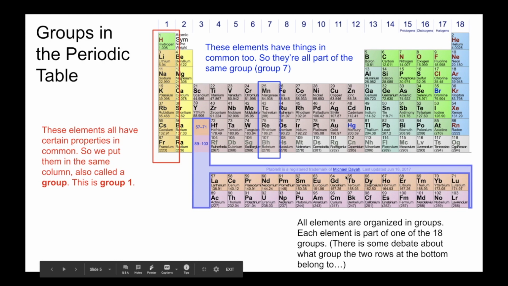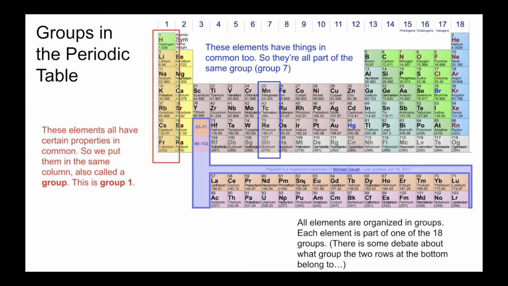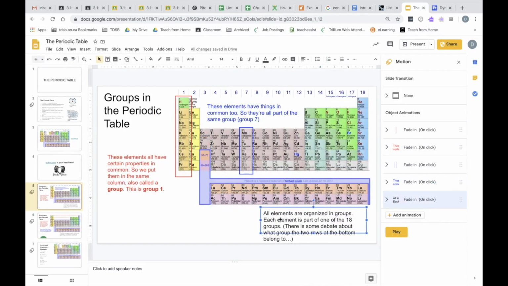These elements at the bottom, they're called the lanthanides and the actinides. Let me just make a note of that. I meant to put the name of them into this video. There's some debate about what group the 2 rows at the bottom belong to. And they're called the lanthanides and the actinides.